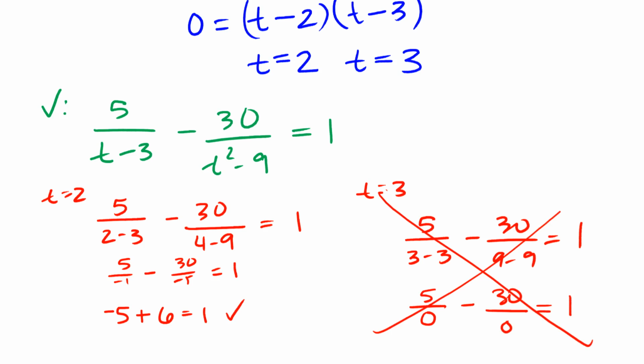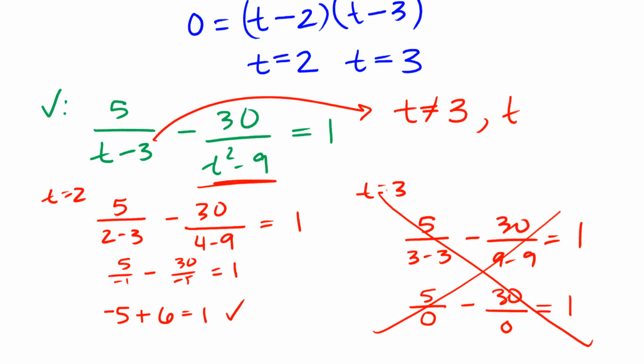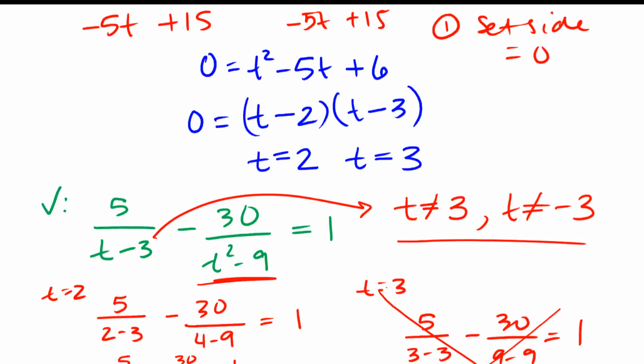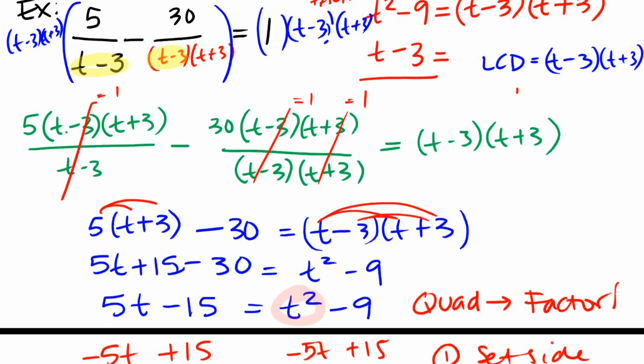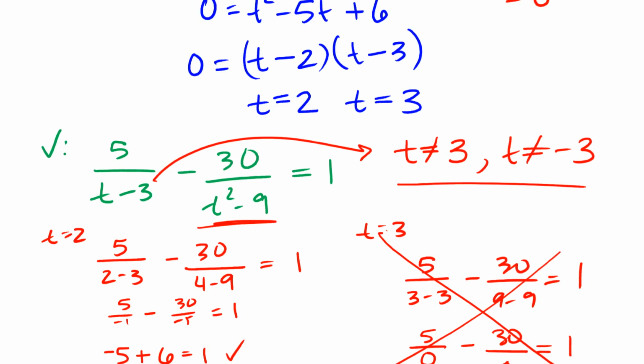This does not work. As soon as I saw this problem, I knew t could not equal 3, and because of this one, how it factored, t could also not equal -3. So that's another way you can handle these problems: at the very beginning, as soon as you make your LCD, you can go ahead and say, okay, those are two values that it can't be because they're in the denominator and we can't divide by 0. And then you don't have to go through the whole check process. You just look and say, oh, that was one of my excluded values. t = 2.